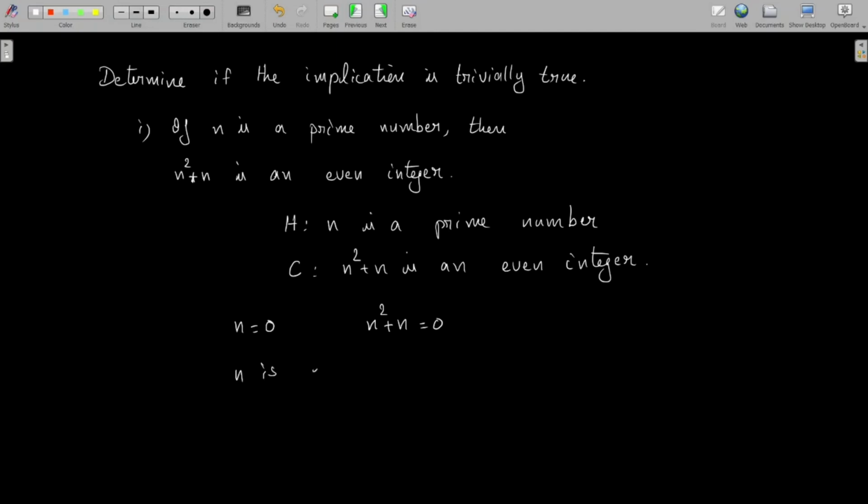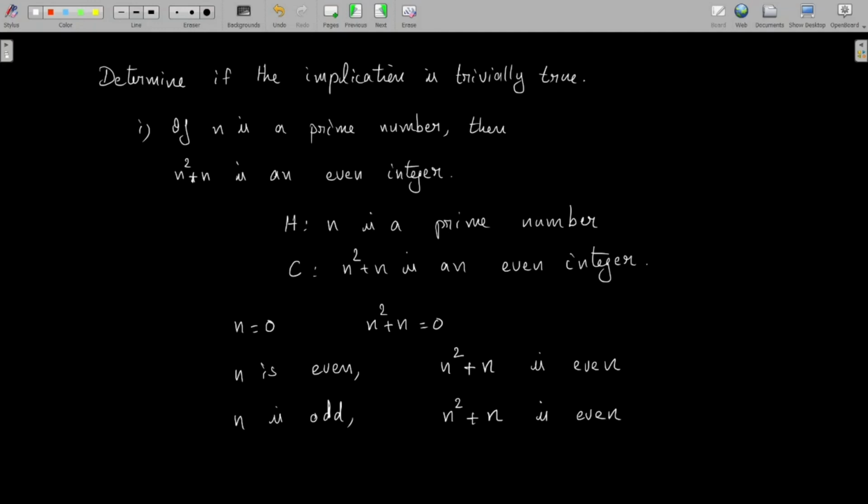If n is an even integer, then n square is always even, and if we add two even integers, that is n square and n, again we will get an even integer. Therefore if n is even, then n square plus n is even. What happens if n is odd? If n is odd, then n square is also odd, and if we add two integers n square and n, which are both odd, then the sum becomes even.